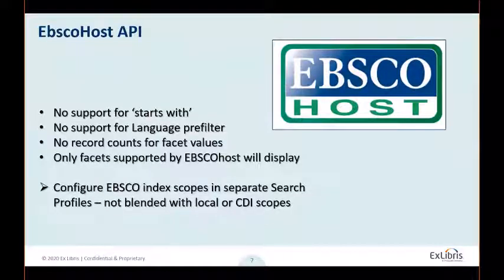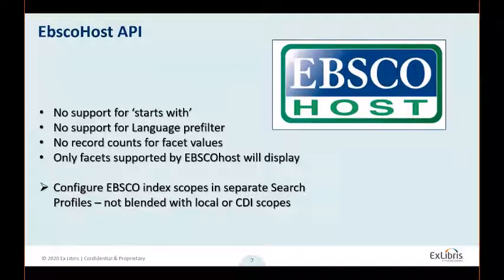Here are some facts to be aware of when using an EBSCO scope in a search profile. EBSCOhost API does not support the Starts With option for title searches. The API will return all results, not just the titles that start with the search term. EBSCOhost API does not support pre-limiting a search by language. When searching in a scope that invokes the EBSCOhost API, none of the facets will have record counts. For search slots blending EBSCOhost API with local Alma or CDI scopes, the system will return all relevant facets for non-EBSCO results, but they will not include record counts.